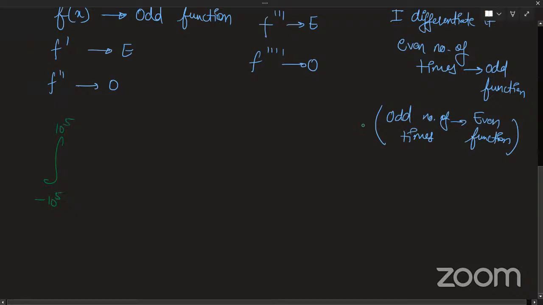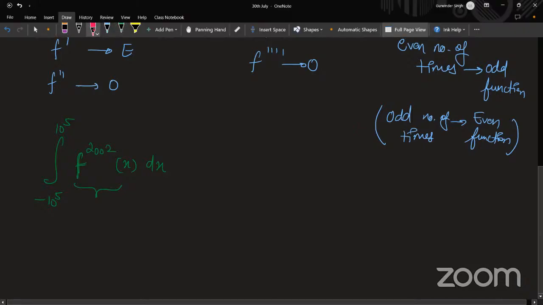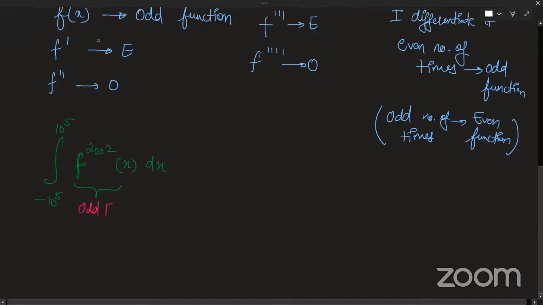So see, I am integrating it from minus 10 raised to 5 to 10 raised to 5, f of 2002 dx. Okay, so I know this is an odd function, right? This is an odd function.